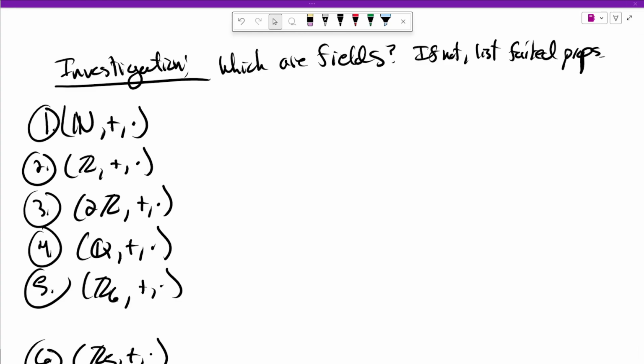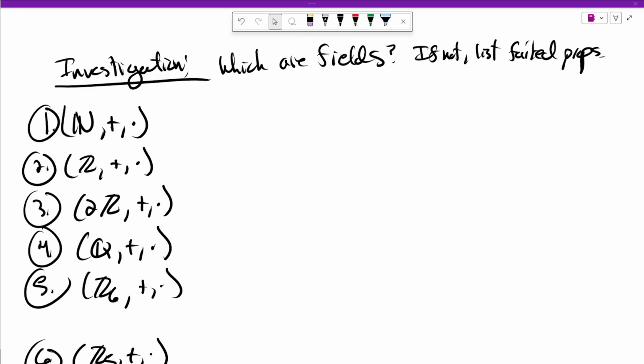All right, in this video, we are going to look at 9 examples of sets together with a notion of addition and multiplication. And we're going to ask if they're fields, and if they're not fields, what properties fail.